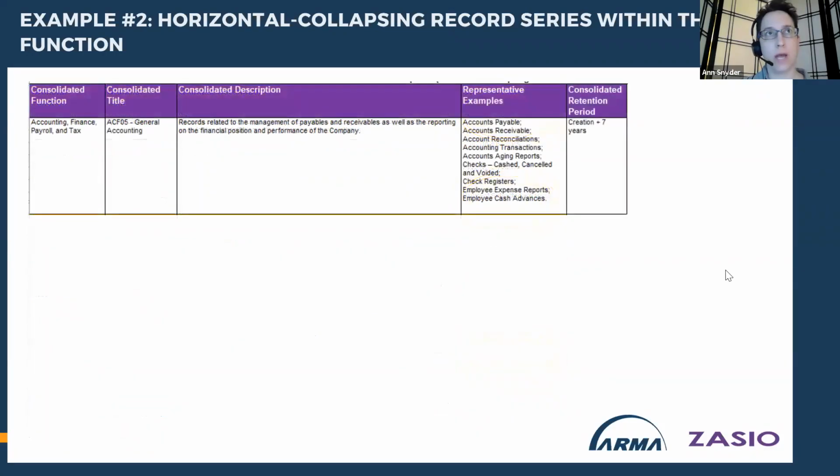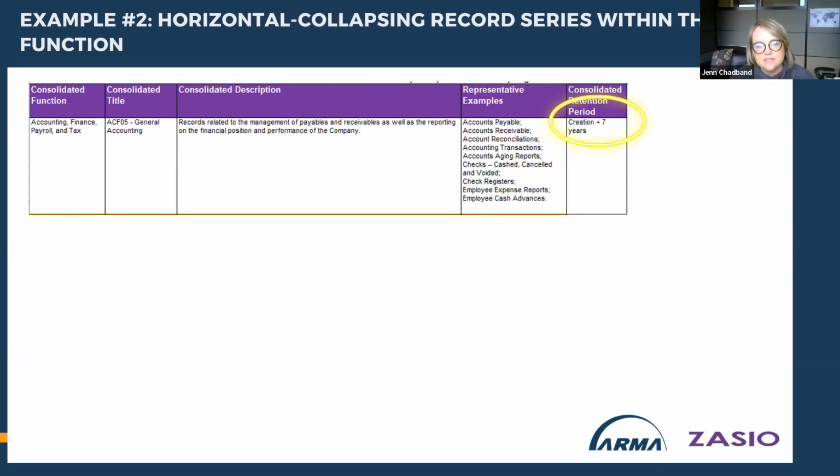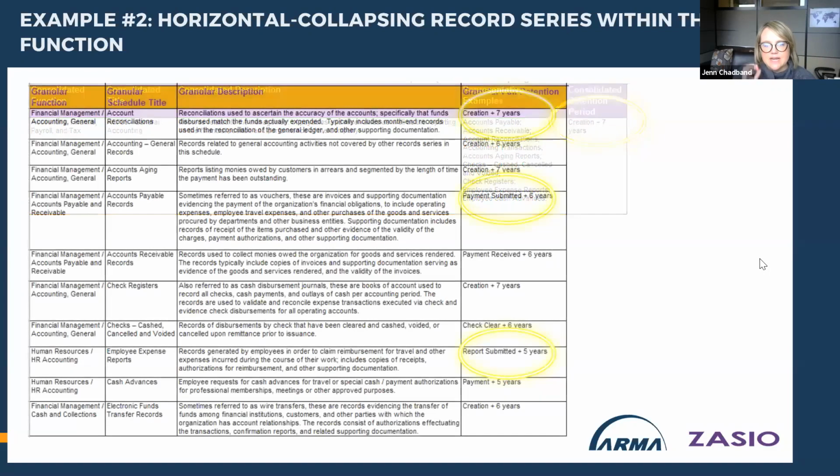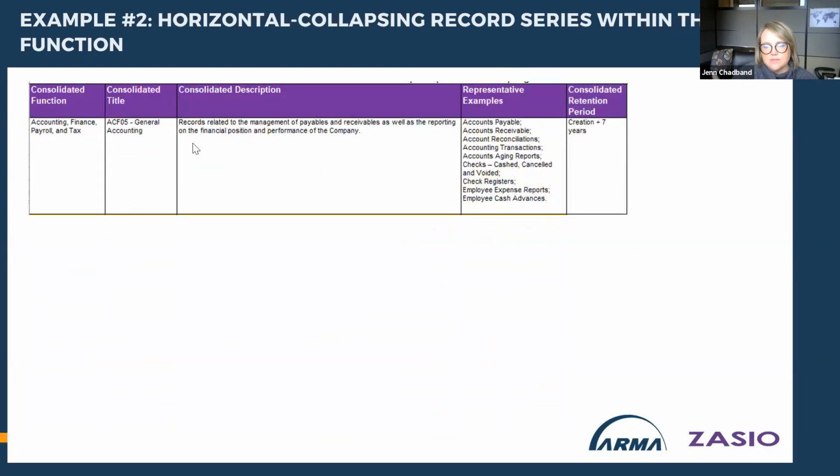So let's look at what happens once we consolidate these. Can you walk us through this? Yes, so this is a big bucket retention period or record series, excuse me, for general accounting. So you'll see that we were able to collapse all of these processes. The key is that here at the sub-function or sub-process level, it was describing a very specific, more granular process.